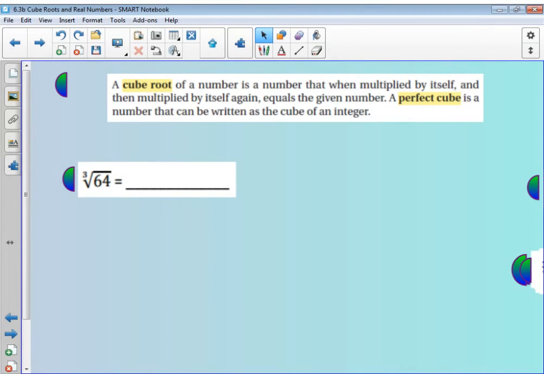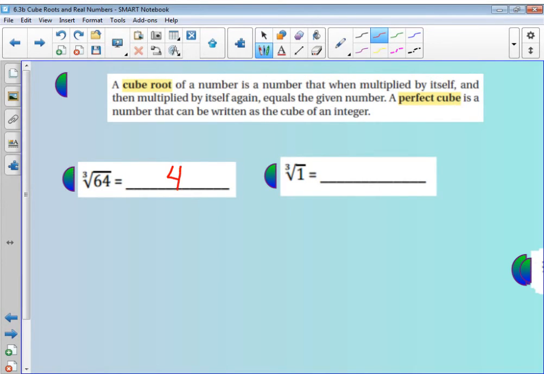Okay, I want you guys to try these two. So go ahead, pause your video, work your way through these two, and then start your video back up to check yourself. You should have gotten 4 for the cubed root of 64. And 1 for the third root of 1. Sorry, I wrote 4, I meant to write 1. Okay, remember, when you're doing these, you're finding what number times itself 3 times would give you the number underneath of the radicand symbol.